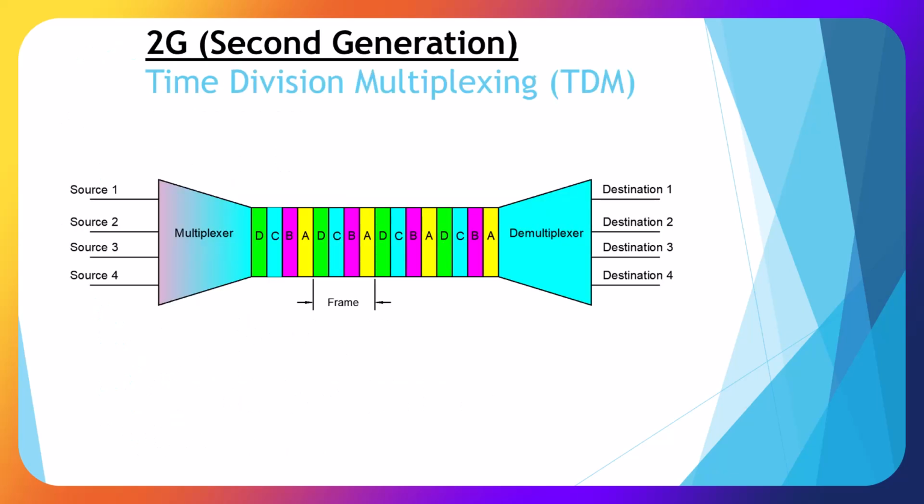Here's a diagram of time division multiplexing used in 2G. It is a technique that allows multiple data streams to share a single communication channel by dividing the available time into slots. Each signal takes turns transmitting data, ensuring that different signals do not interfere with each other. This method is efficient for transmitting multiple signals over a single link by optimizing bandwidth usage. So all of our sources are divided into A, B, C, sliced, and then sent, and then demultiplexed at the other end.